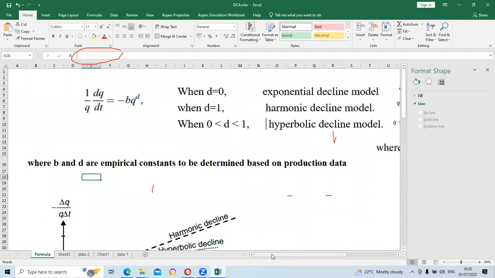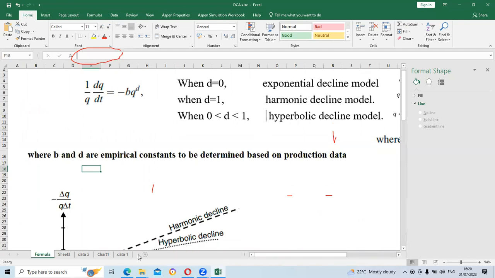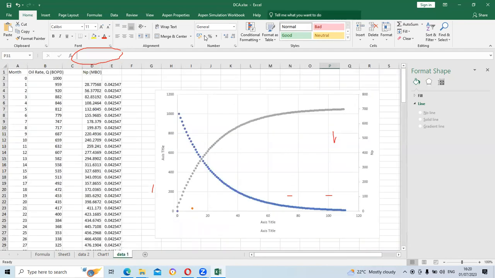If it is exponential, you are using this formula to calculate the flow rate in the nearest future. If it is harmonic, you are using this formula to calculate the flow rate in the nearest future. Please, I have said, let's forget about hyperbolic for now. It is only computer simulation that can simulate hyperbolic, because it depends on B and D. So it's very complex. So if there's any question, you can ask.